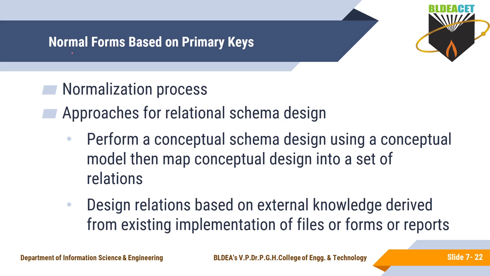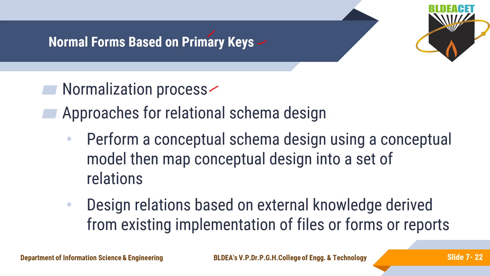And next, you are going to learn about the different normal forms. These normal forms are based on primary keys. You already know what a primary key is: the attribute which holds a unique value, we call that attribute a primary key. So based on that primary key you will learn about different normal forms here. That is what you call the normalization process.